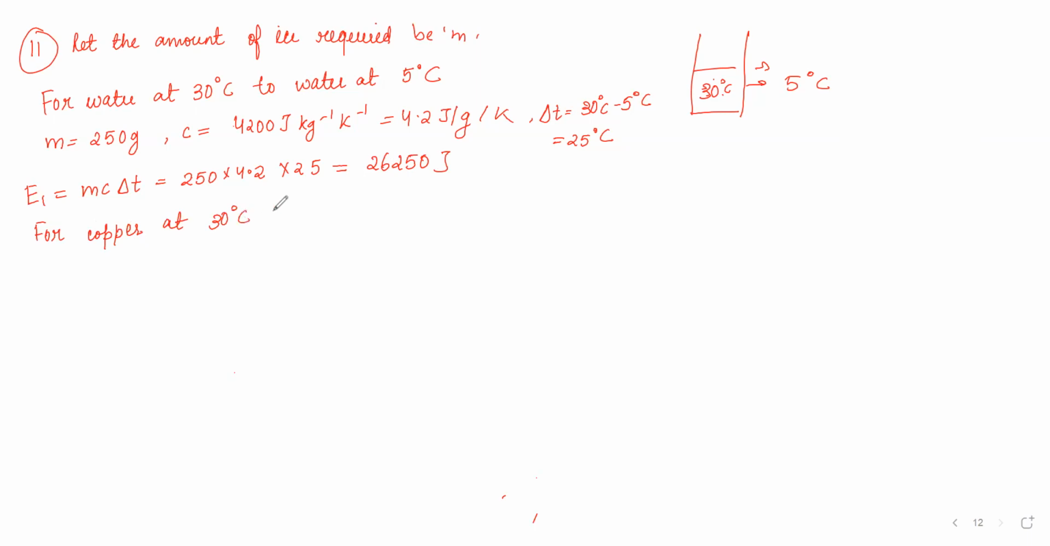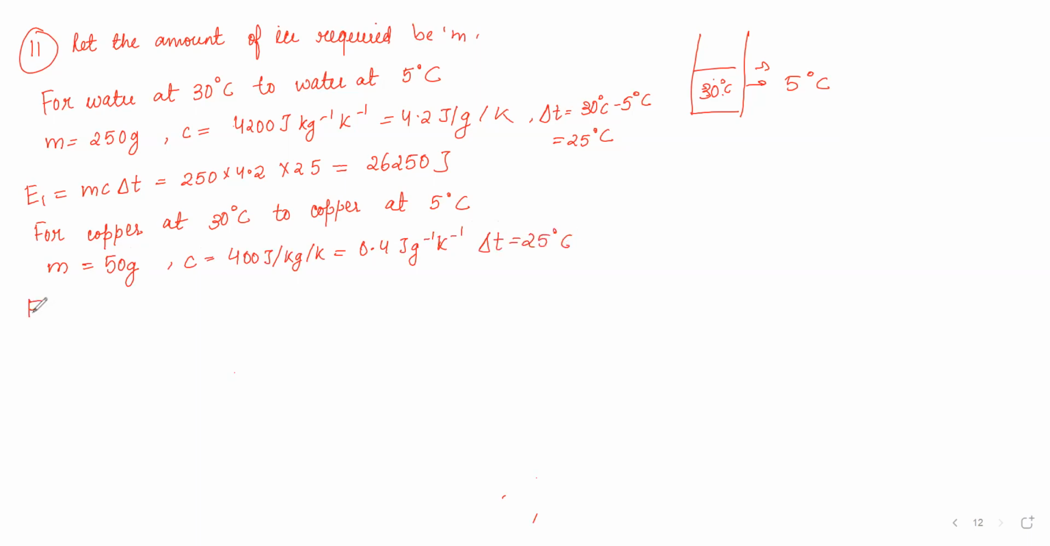All right. And then what we'll be writing for calorimeter here, for copper at 30 degrees Celsius to copper at 5 degrees Celsius. The mass has been given as how much, children? See, what is the mass contained? 50 grams. So write down M is equal to 50 grams. C is equal to, for copper, it has been given as 400, children, joule per kg per Kelvin. So this you will be writing as 0.4, because you have to bring it to grams. So this will be joule per gram per Kelvin, and delta T here also is 25 degrees Celsius.